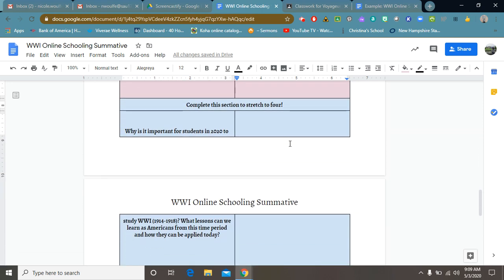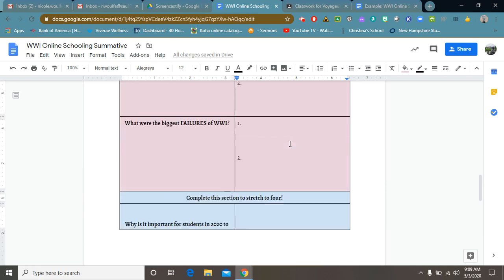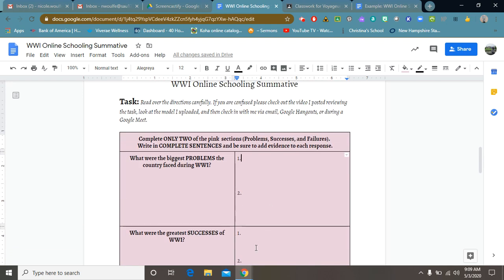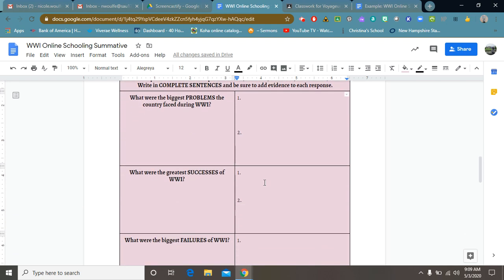If you're going to stretch to 4, it's a completely different section. So 1, 2, 3, only do 2. That's going to meet the standard for critical thinking. And then as you add evidence, that'll either meet or exceed the standard for literacy.